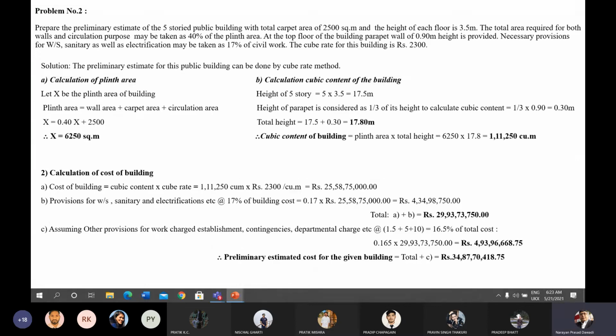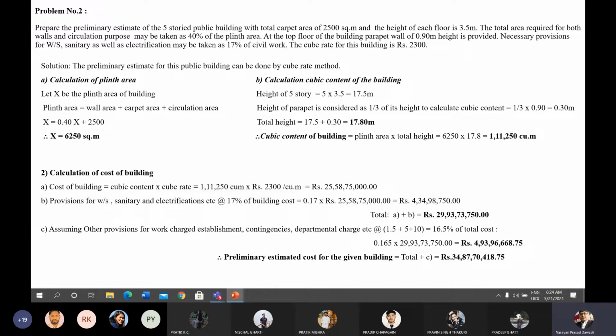Now this is numerical problem number 2. Prepare the preliminary estimate of the 5-story public building. The public building is of 5 stories with a total carpet area of 2500 square meter, and the height of each floor is 3.5 meter. Here the total carpet area of 2500 square meter is given, and the height of each floor is 3.5 meter. The total is a 5-story building. The total area occupied for both wall and circulation purposes may be taken as 40%. 40% is considered for the wall and the circulation purpose.